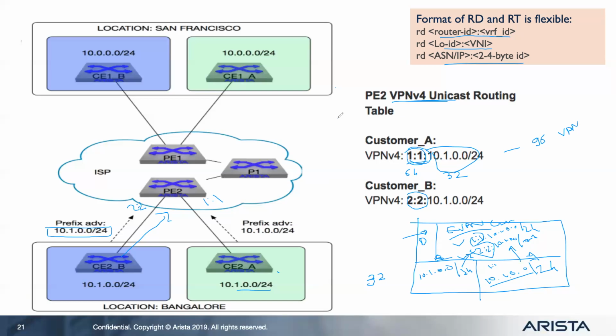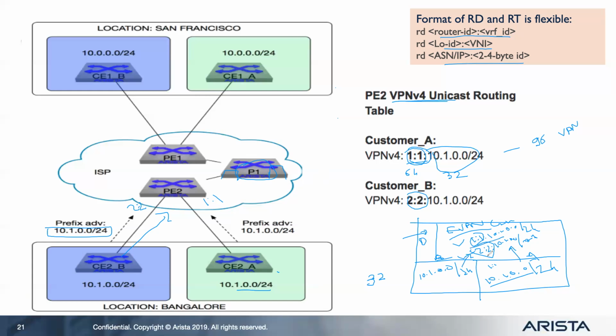Okay. Now let's understand how this is helping us. What type of routes will P1 have? Do we still need a different VRF routing table on P1, or is it not needed? It's not needed now, because there are different routes.